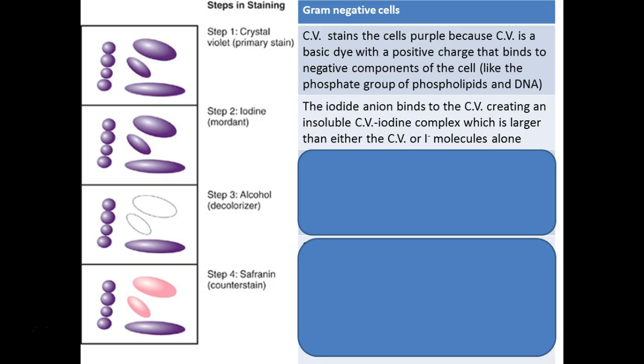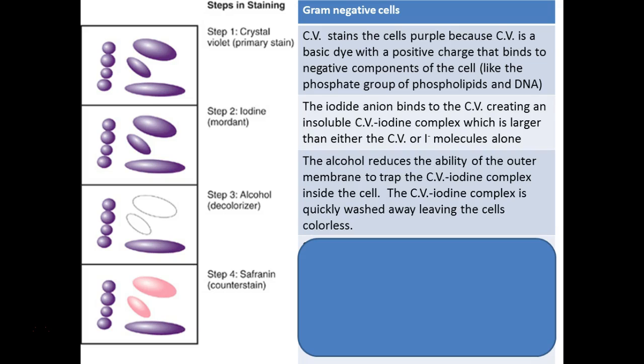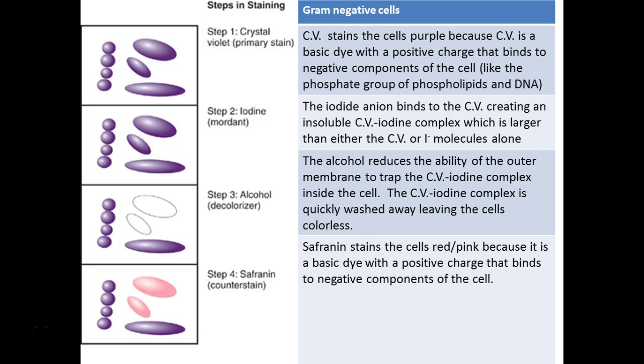Yes, right? Because they have that thin layer of peptidoglycan, it can't trap it in, and that outer membrane is going to be disrupted. It's going to allow the release of the crystal violet iodine. So they would be colorless at this point if we stopped. You would not see them. The last thing we add is the safranin so that we can actually see them. And again, they're going to look pink, not red.